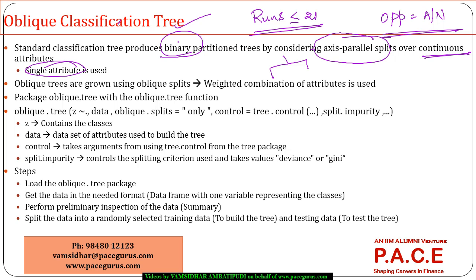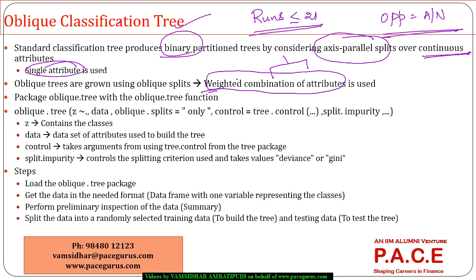Whereas in oblique trees, we are not going with axis parallel split, which means we are not looking at only one single attribute to create a rule to split the tree. We are using oblique splits. So when we are talking about oblique split, instead of taking one attribute at a time, we are considering the weighted combination of attributes to do the splitting of the tree.